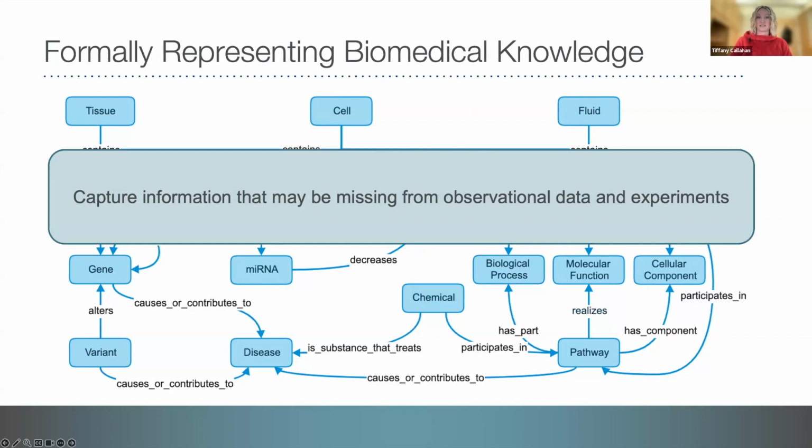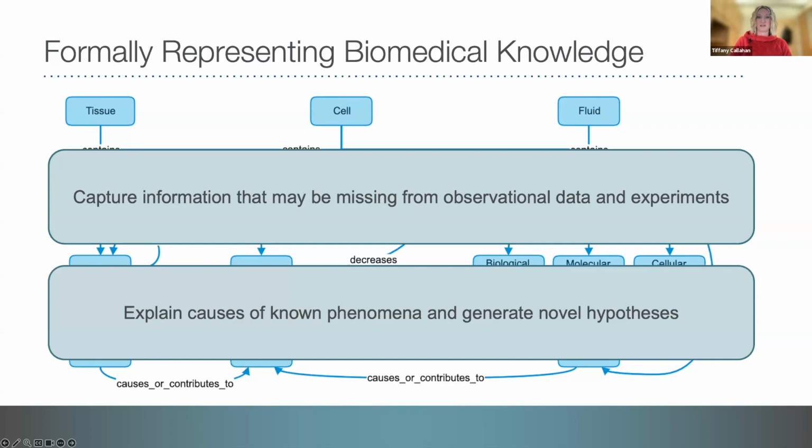First, observational data sets like EHRs are really only able to capture associations between data that are present in your database. Knowledge graphs can be used as a proxy for phenomena that may otherwise be missing or difficult to explain when you're limited to only one type of data or one data source. In addition to capturing missing information, knowledge graphs can also be used to provide causal explanations of known phenomena and even help us generate novel hypotheses.